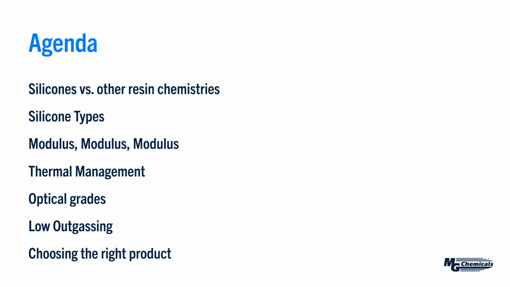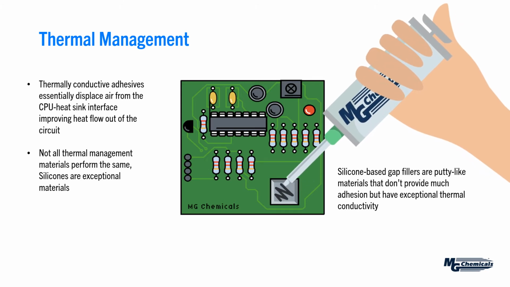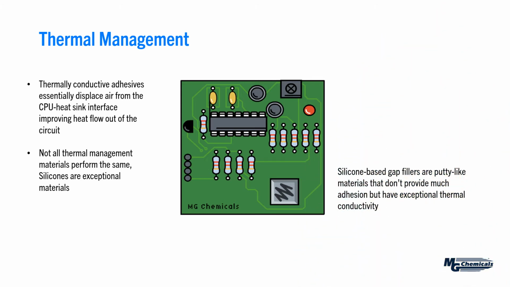Okay, so now that we've gone over some of the preliminary theory with respect to silicones, now let's look at some of the specialty grades that MG Chemicals offers. So let's start with thermal management. Okay, so we've seen this before where we are trying to bond a heatsink onto a CPU.